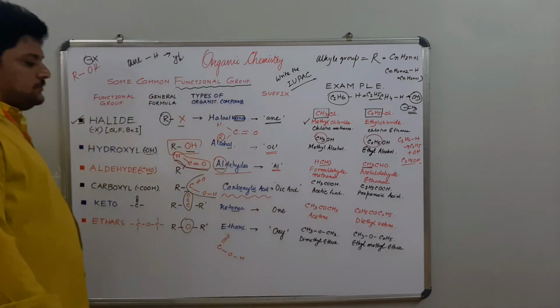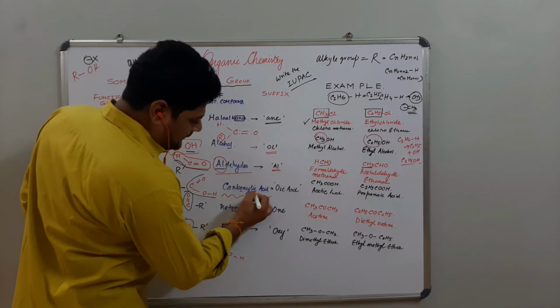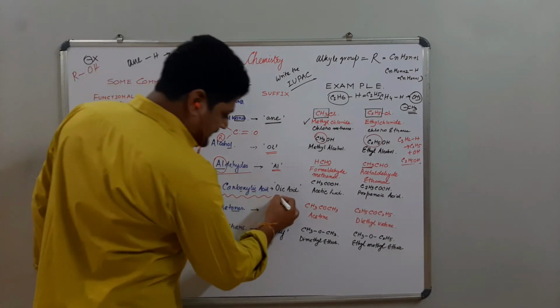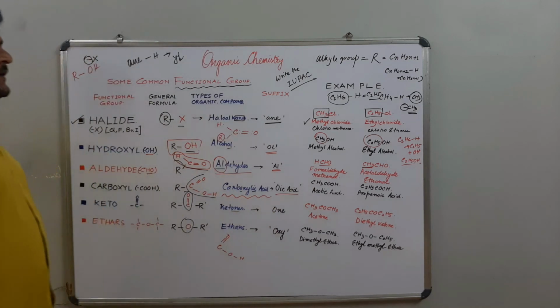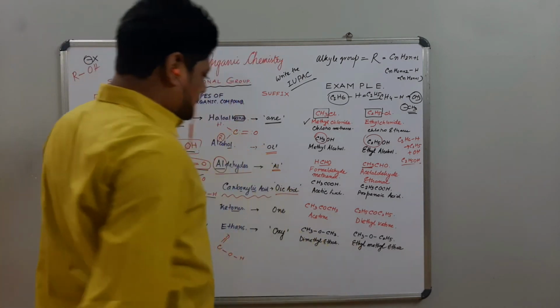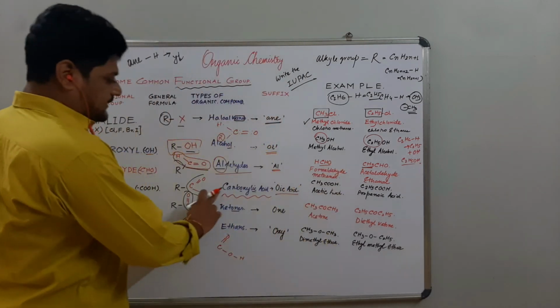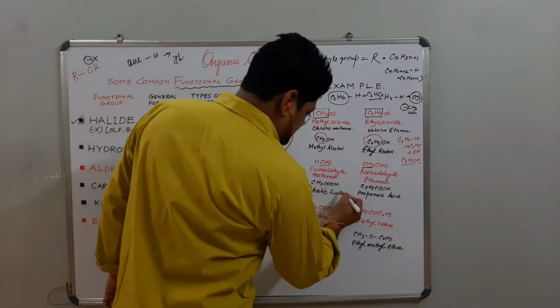So what is the suffix we use? "Oic", O-I-C, oic acid. Oic acid is the suffix. When you write the IUPAC name, it becomes oic acid. Like CH3COOH, the acetic acid. There is the carboxylic acid, acetic acid.